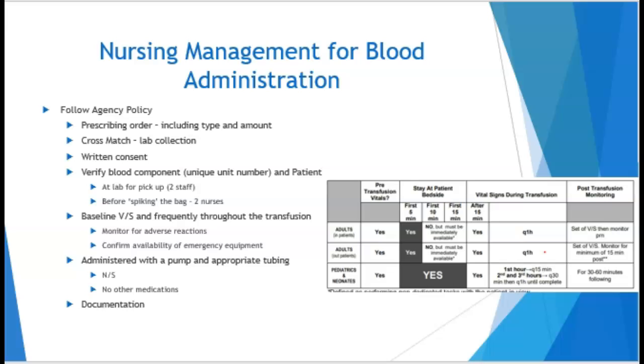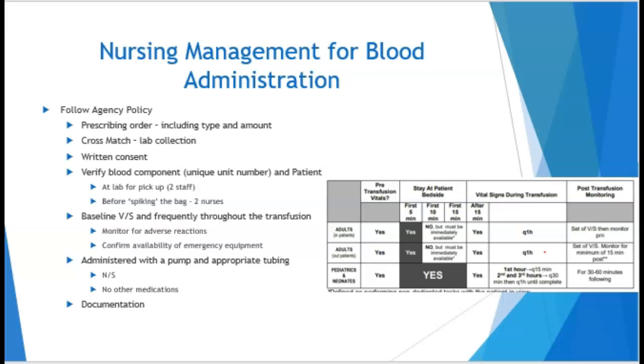So some of the nursing management for blood would be to follow your agency policy. We would need a prescribing order, which would include the amount of blood to be administered plus the type of product, so whether it would be a packed red blood cell or a platelet transfusion. The lab would draw blood for a cross-match, and that's to make sure that the antibodies in the patient match the antibodies that are in the blood that the person is going to get.